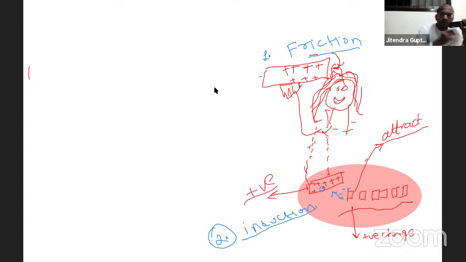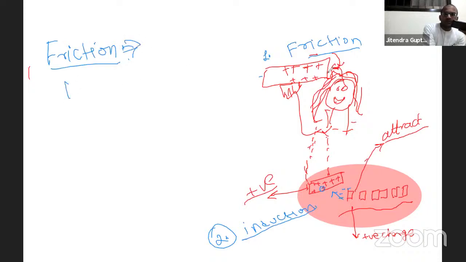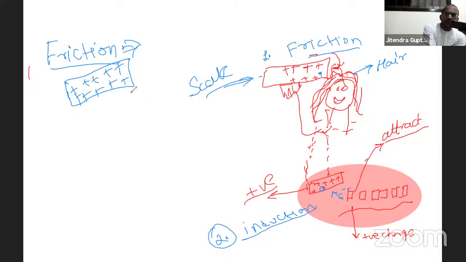Now Aditya, can you explain? Okay, I will explain again. I am explaining two things here. One is development of charge by friction. If you do friction of one body on another body, it will develop a charge. For example, here this is a scale and another is a hair. You are rubbing each other, then on the scale electrons are getting out to the hair. So the scale becomes positively charged and the hair negatively charged, and this is due to the friction.